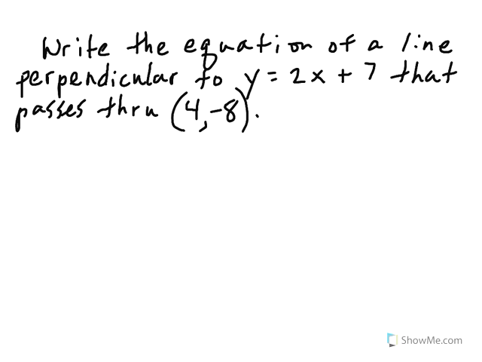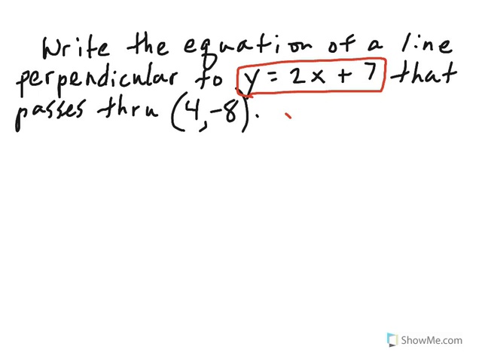Okay, now, this says, write the equation of a line perpendicular to y equals 2x plus 7 that passes through the point (4, -8). So we're given a lot of information here. This equation right here is called our reference line. And it's kind of misleading because we don't need all of that information. So let's look at what we do have to write the equation of a line.